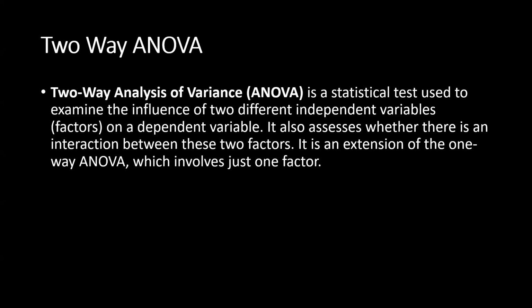So just a quick review of the two-way ANOVA. The two-way ANOVA is a statistical test used to examine the influence of two different independent variable factors on a dependent variable. It also assesses whether there is an interaction between those two factors. It is an extension of the one-way ANOVA, which involves just one factor.